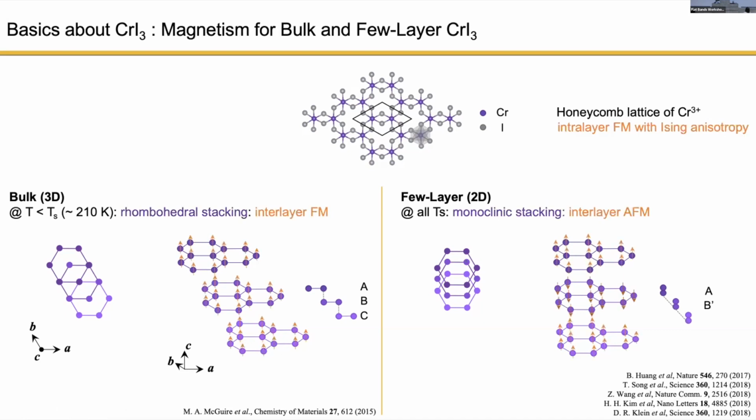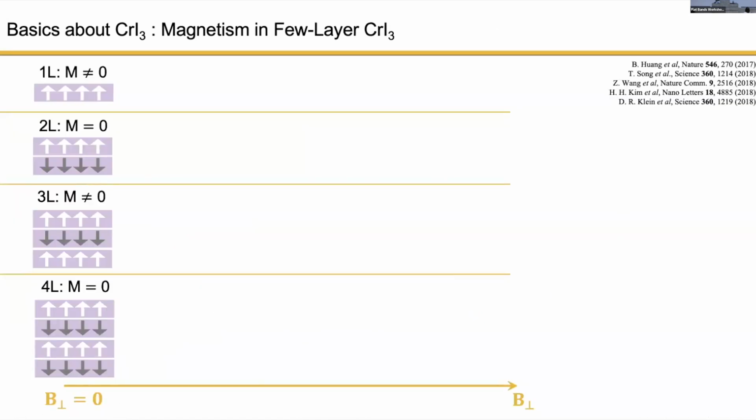Magnetism-wise, below some critical temperature, within the layer, it always favors the so-called intralayer ferromagnetic coupling, has an easy axis anisotropy along the out-of-plane direction. But then more interesting is the interlayer magnetic interaction. It actually depends on this geometrical stacking. So if it is this kind of rhombohedral stacking, it will take the interlayer ferromagnetic coupling. If it's monoclinic, it will take the antiferromagnetic type. So then let's just take a look at a few layer cases to make a few remarks.